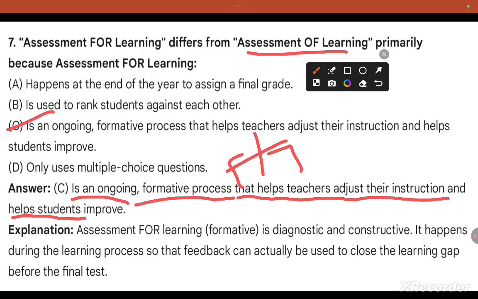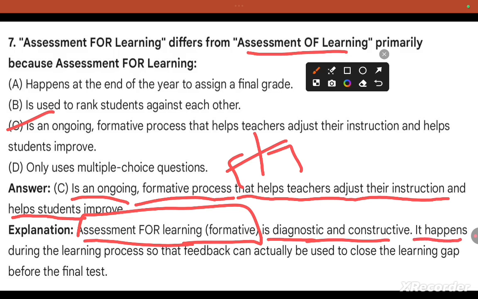Summative is about the grading method. So assessment for learning is formative. It is diagnostic and constructive. It happens during the learning process so that feedback can actually be used to close the learning gap before the final test. That means before the summative test. So here assessment for learning is about formative, which is going to be used to diagnose learning disabilities.